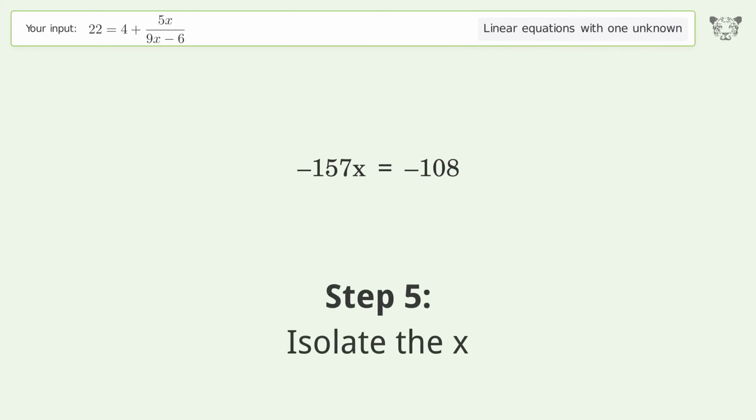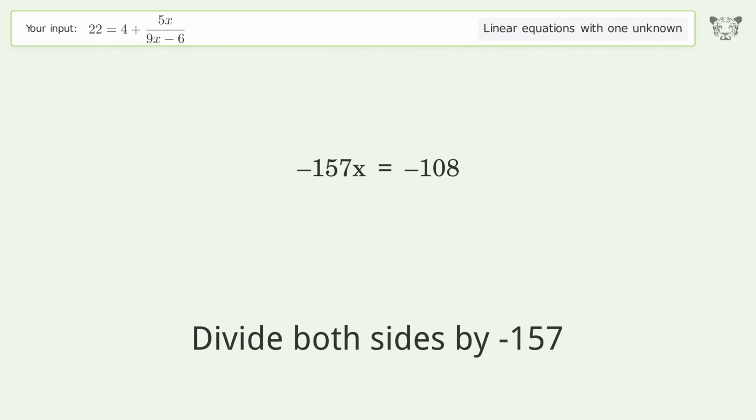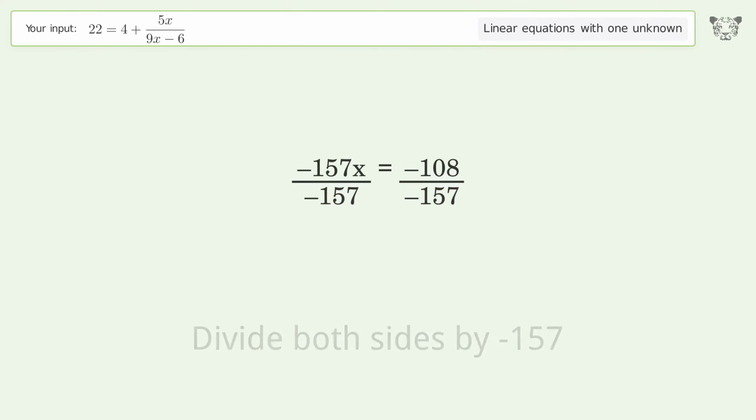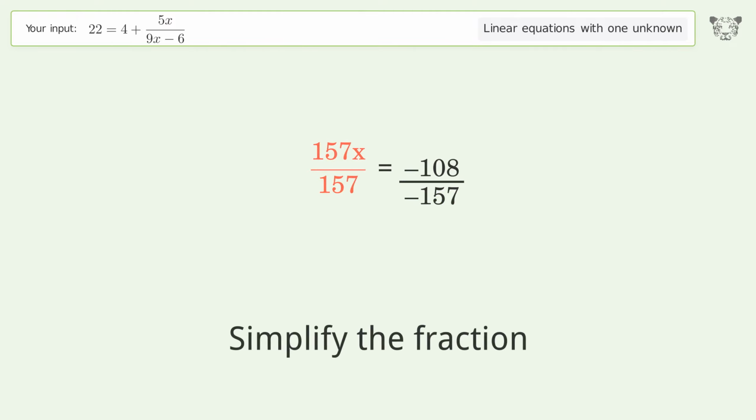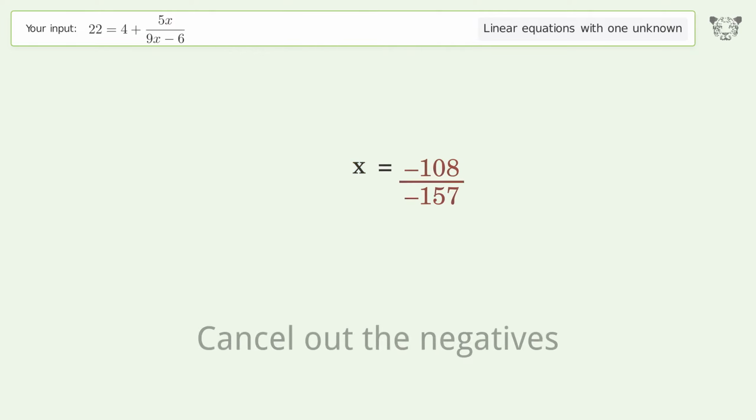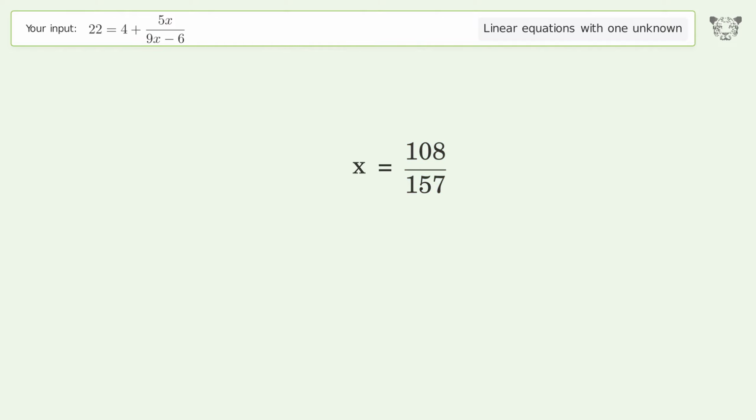Isolate the x. Divide both sides by -157. Cancel out the negatives. Simplify the fraction. Cancel out the negatives. And so the final result is x equals 108/157.